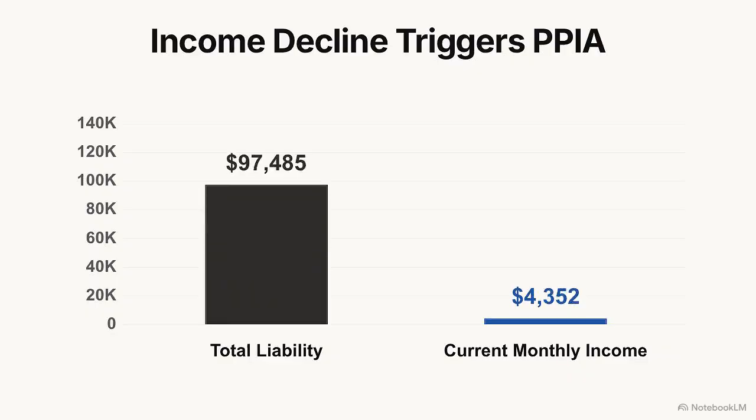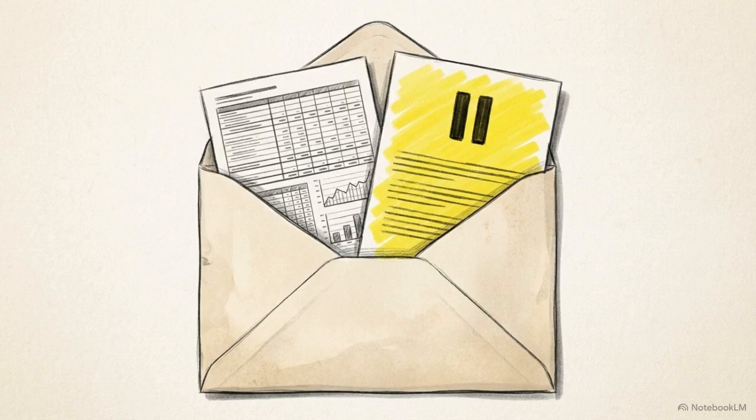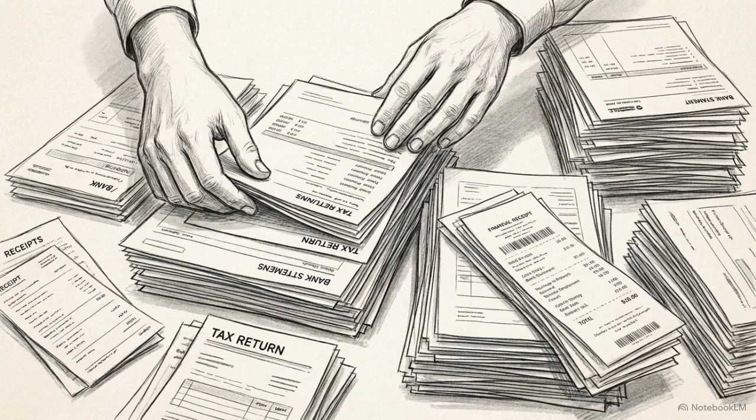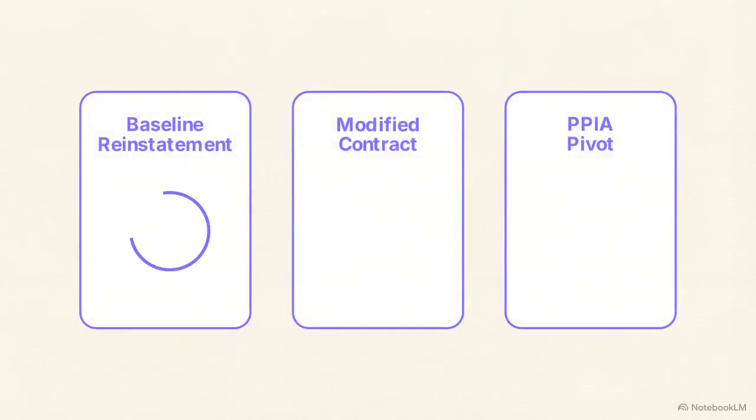Because her income had declined, the practitioner drafted a Form 433A to request a Partial Payment Installment Agreement, a PPIA, on lower terms. The practitioner requested a levy hold concurrently with the PPIA submission to freeze collection while the IRS evaluated the new financial data. When the one-time reinstatement is exhausted, the only way to prevent a bank levy is the immediate preparation of accurate financial documentation. These cases illustrate 3 distinct CP523 pathways: a baseline reinstatement, a modified contract, and a PPIA pivot.